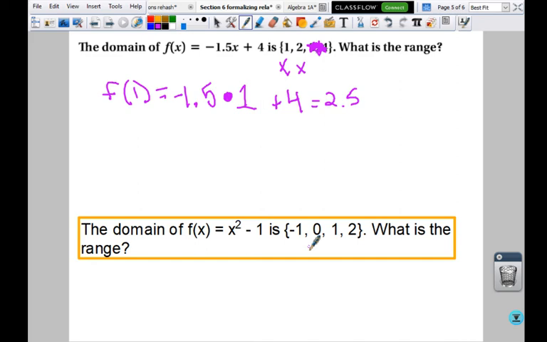Do the same thing, but this time we're going to plug in 2. I'm going to find out what f of 2 equals. Just like last time, negative 1.5, there's a times in between there, and I'm plugging in the number 2. And I got a plus 4. I'm just going to plug this into Desmos, just because I don't like doing that in my head. Type in the number 2, and I get 1. When I plug in 2, I get f of 2 equals 1.